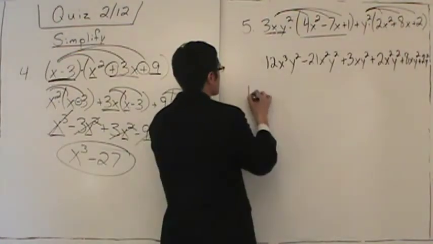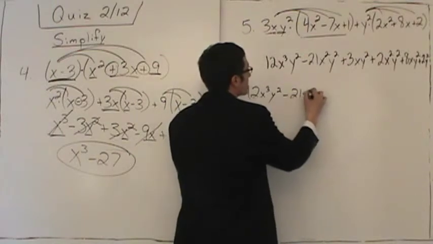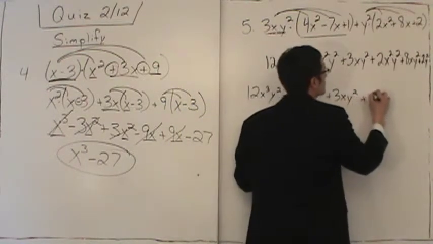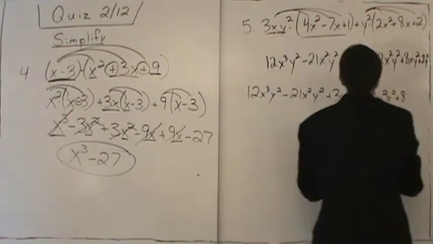Here, let me just rewrite this so we can visualize it. 12x cubed y squared minus 21x squared y squared plus 3xy squared plus 2x squared y squared plus 8xy squared plus 2y squared.